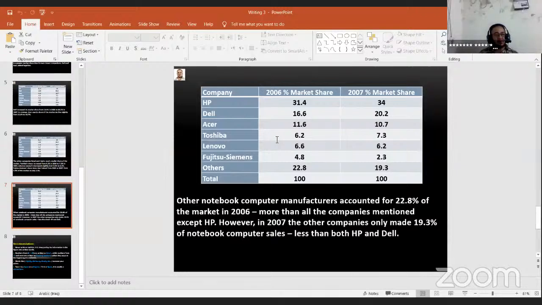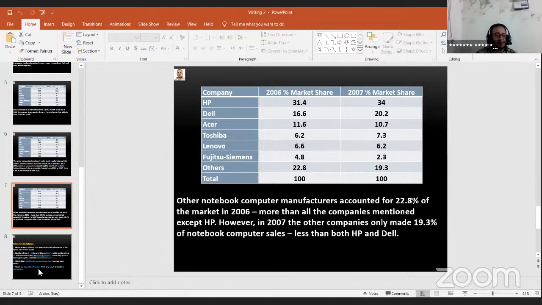You may also say, but not HP. But this expression will be a bit weak here, a bit slang. So it's better to use this one: more than all the companies mentioned except HP. Why? Because there is a contrast. Here, it decreased. However, in 2007, the other companies only made 19.3% of notebook computer sales, less than both HP and Dell.